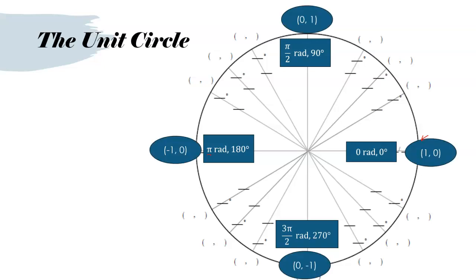These ordered pairs, because the middle of the unit circle is 0, 0, that's the origin, and the radius of the unit circle is 1. If I step 1 unit to the right, I get 1, 0. If I step 1 unit up, I get 0, 1, and so on. So it's very important to understand where those values on the unit circle are coming from.